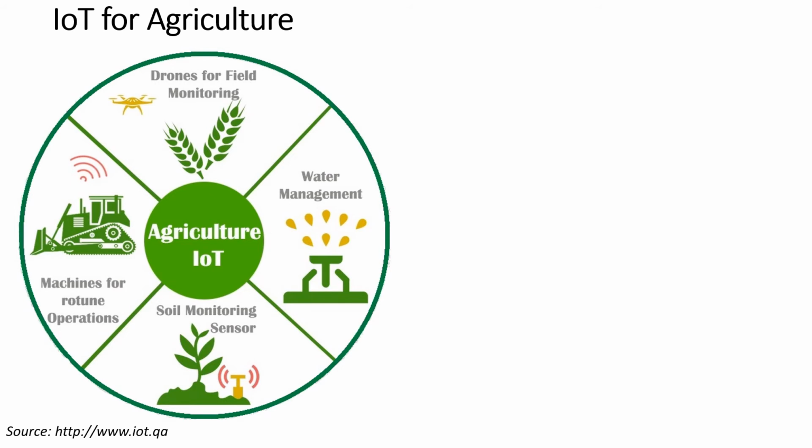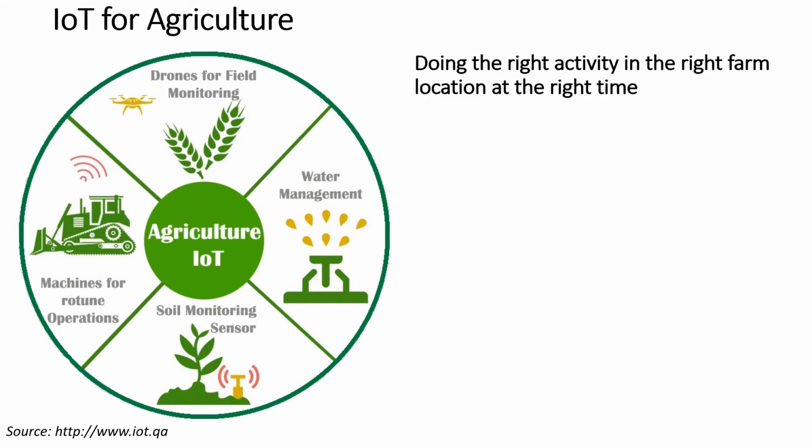IoT has also been applied in agriculture, and they've been able to support with doing the right activity in the right farm location at the right time. For example, precision farming or precision agriculture. Therefore, with IoT, you're able to know exactly where you need to do any activity within the field. Agricultural drones have also been applied so that you're able to monitor the performance of your fields.